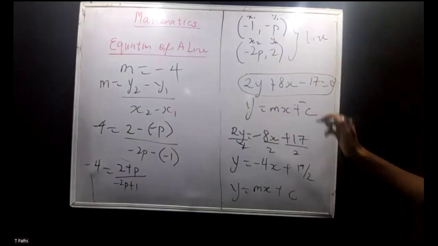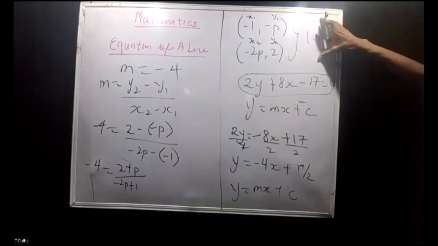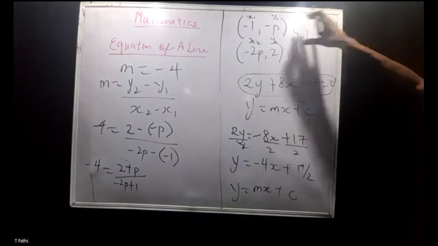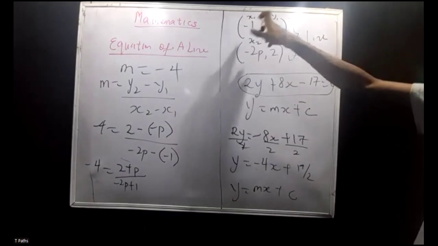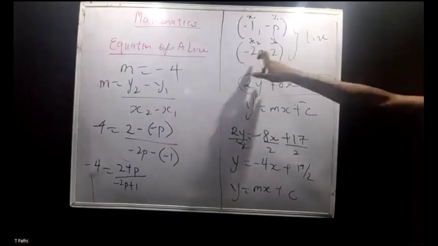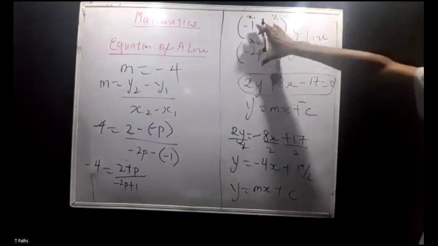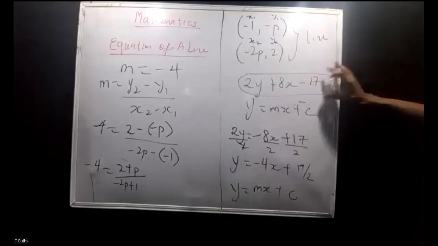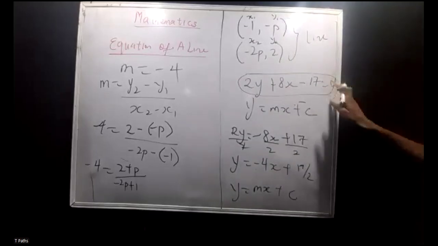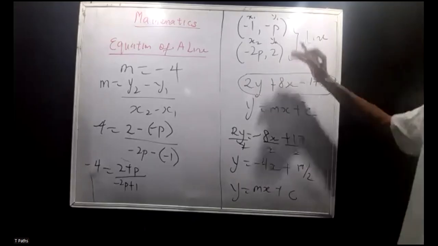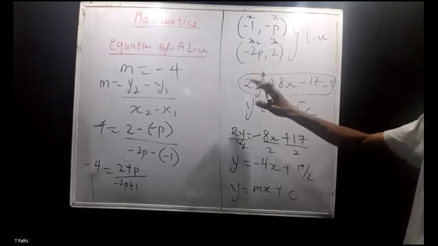All right, so what I did is, this is the first line with these 2 points. A line is passing through the point (-1, -p) and the point (-2p, 2). The question says the line is parallel to the line with the equation 2y + 8x - 17 = 0. For these two lines to be parallel, their slopes have to be the same.